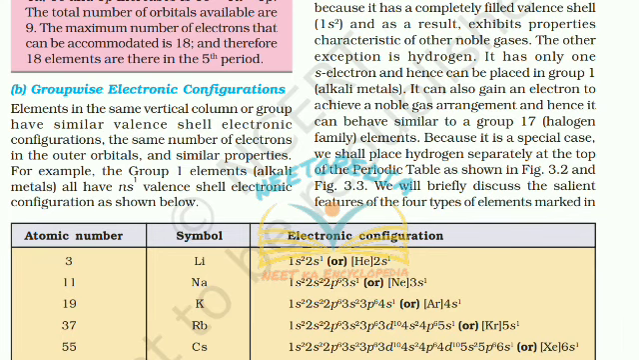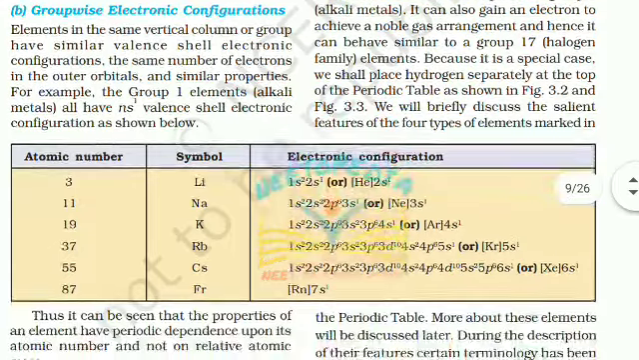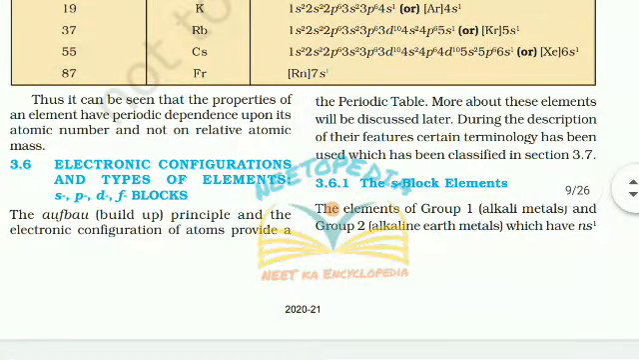We will briefly discuss the salient features of the 4 types of elements marked in the periodic table. More about these elements will be discussed later. During the description of the features, certain terminology has been used, which has been classified in section 3.7.